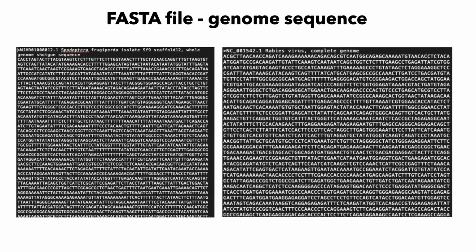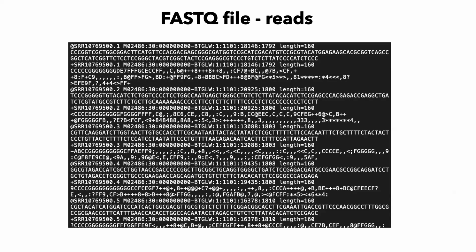The FASTQ file, who can tell me how long is a read in this FASTQ file? Exactly, 160, right? So we can see right here, the length is 160. So there are 160 nucleotides. And those nucleotides are one single read. And there's many, many reads. You can see that each one has an ID. So what happens to these reads?